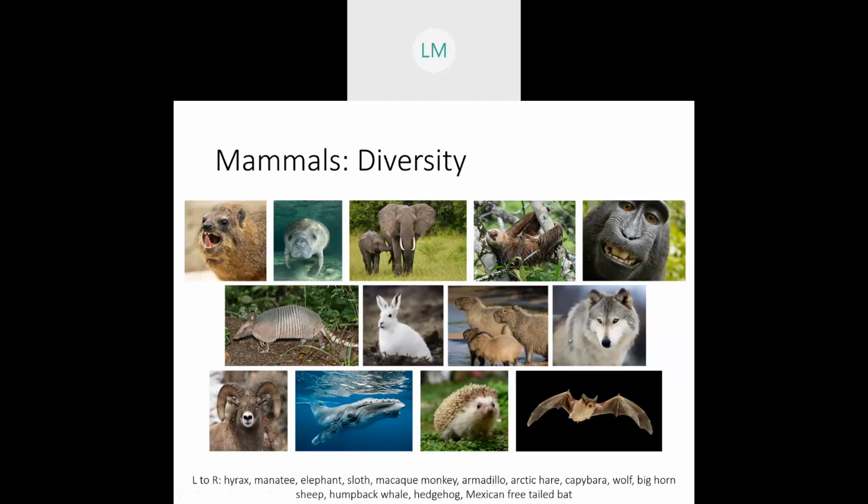Things like carnivores, like wolves, big cats, seals. Those are all carnivores. We've got hooved animals like these bighorn sheep, giraffes, cows. All of those have hooves. Our cetaceans, like whales and dolphins, which are actually closely related to our hooved animals. We've got things like hedgehogs, and then we've got things like bats, right? This huge, huge variety of mammals that have kind of filled all of these different niches based on what they eat and how they move and where they live.